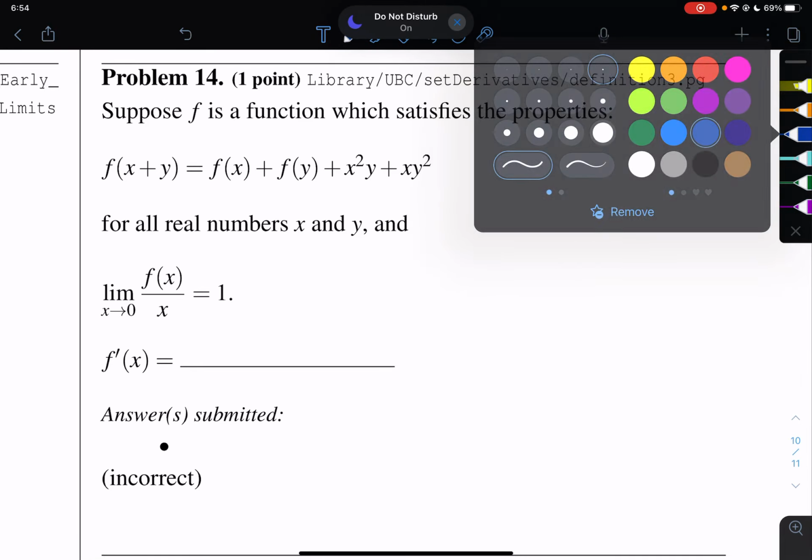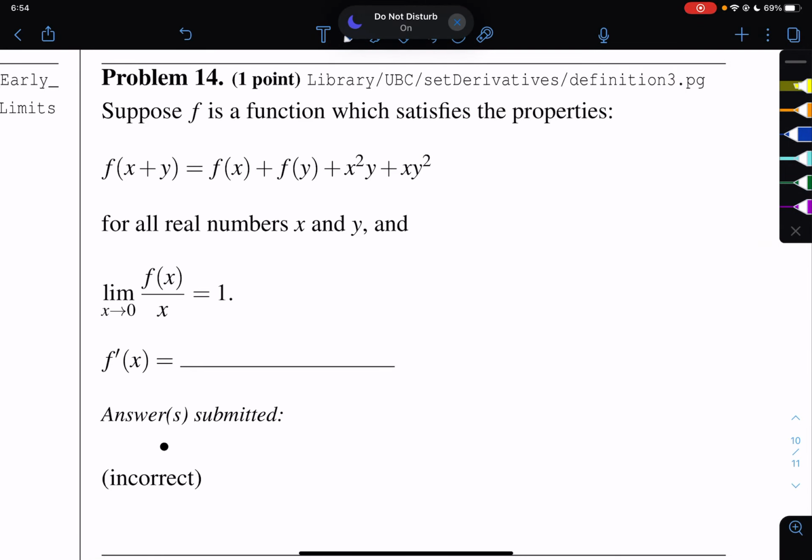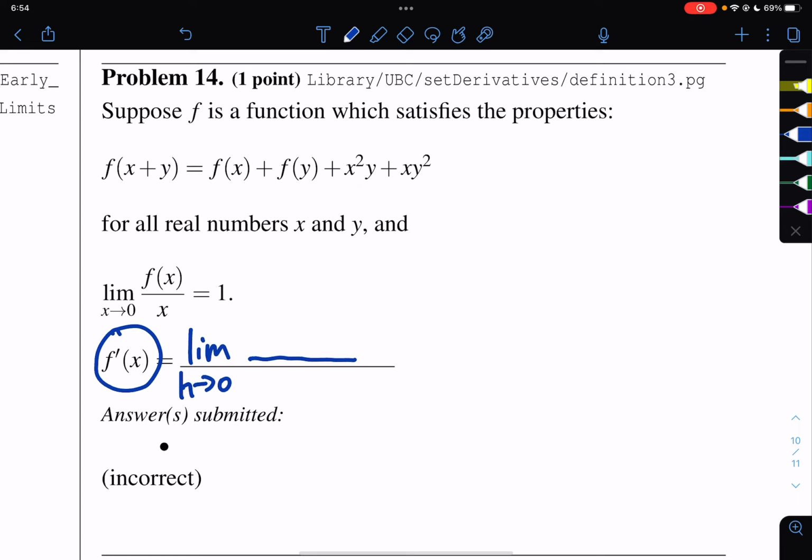So if we look at problem number 14 in the homework, it says I'm looking for the derivative of a function. Well, there's only one limit expression that's given, so clearly what you are trying to calculate is following the definition: f of x plus h minus f of x over h. The only thing that's very confusing to find is what's the difference between those two.